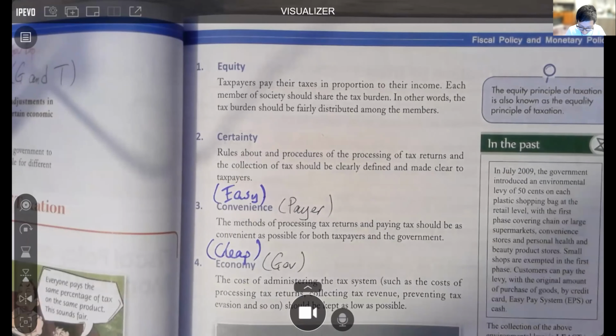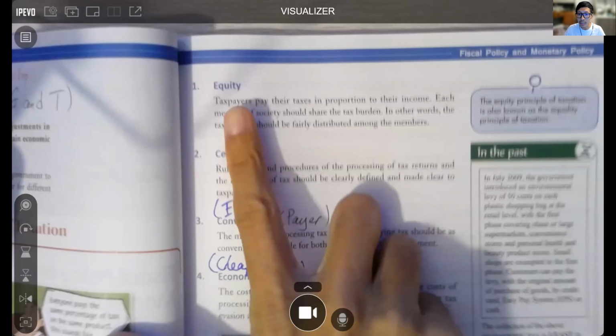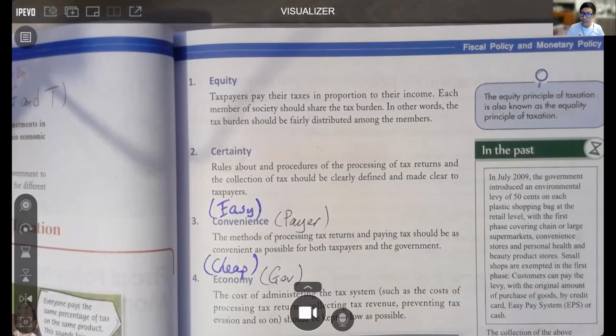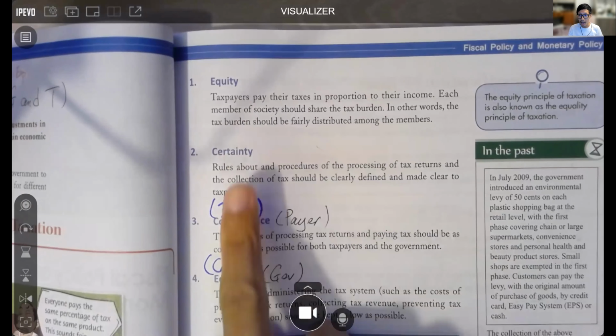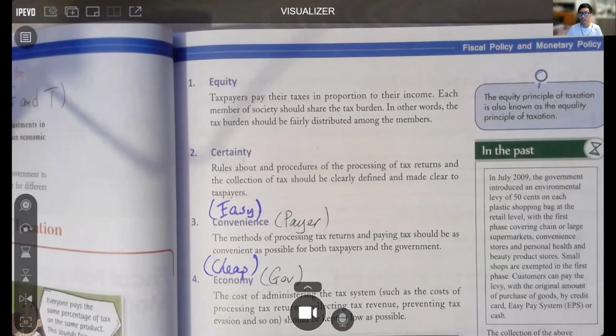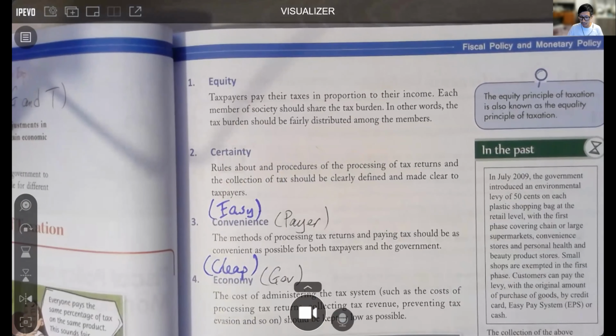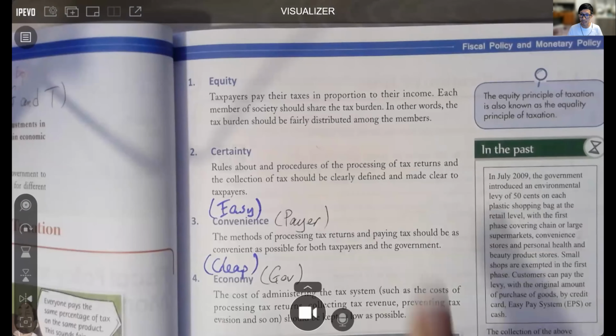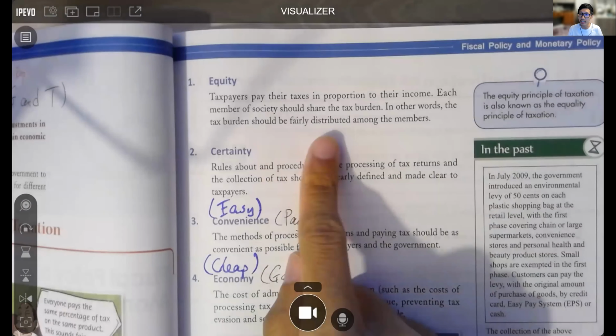OK, 好嘛？嗱，finally the principle of equity. OK, 嗱，小心啲啊！呢個字面咧，字面解同埋佢實際嘅意思有啲唔同㗎。OK, 好嘛？Equity 嗱，sometimes you see also known as equality, 唔緊要嘅，equity 又得，equality 又得，唔緊要嘅，好嘛？In proportion to their income, right? The tax burden should be fairly distributed.